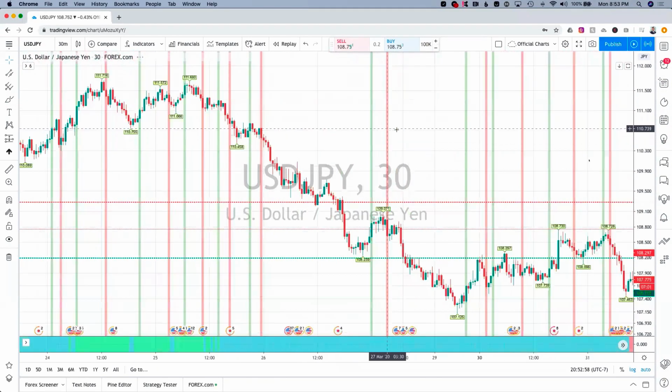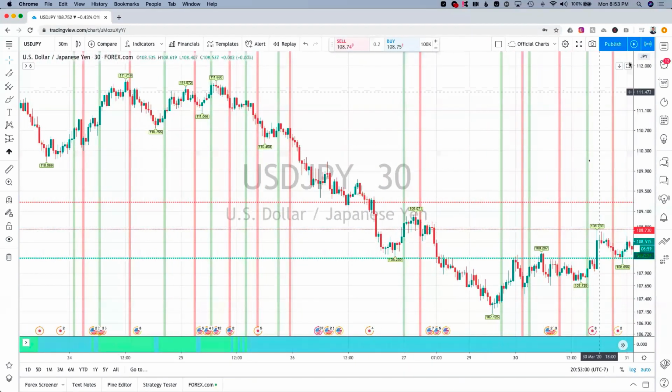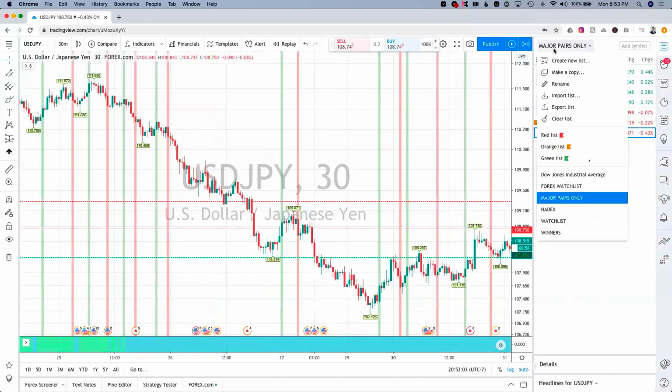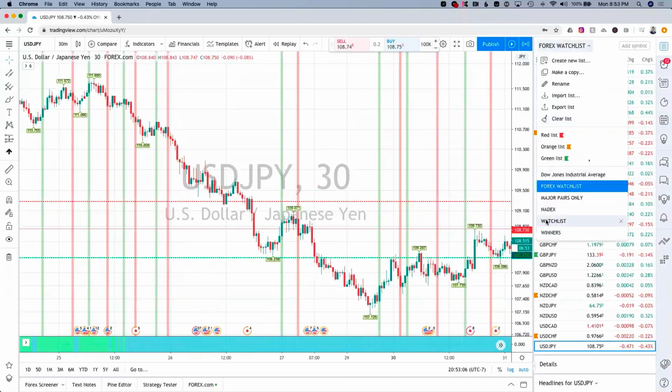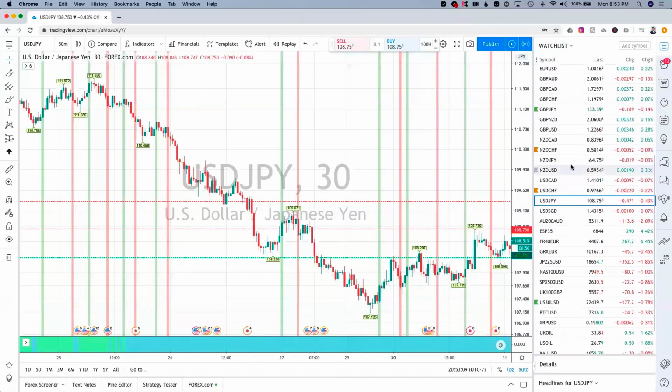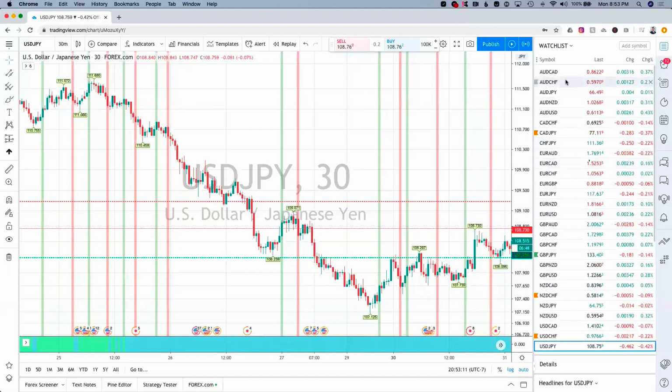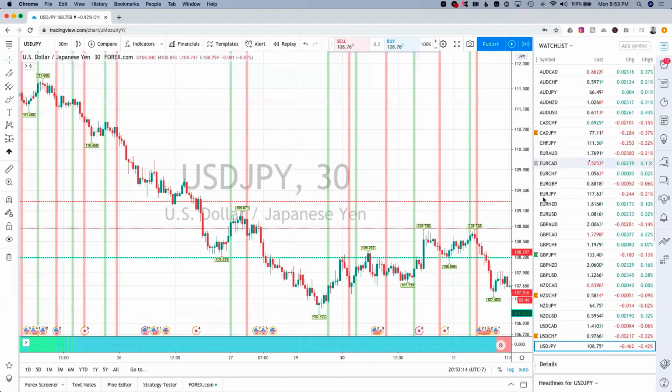So if you're brand new, I'd probably stick with these, and then after that you can move to other crosses. You can move to the other pairs like AUD/CAD, AUD/CHF, AUD/JPY. But just to start off, I recommend that you start off with just major pairs.